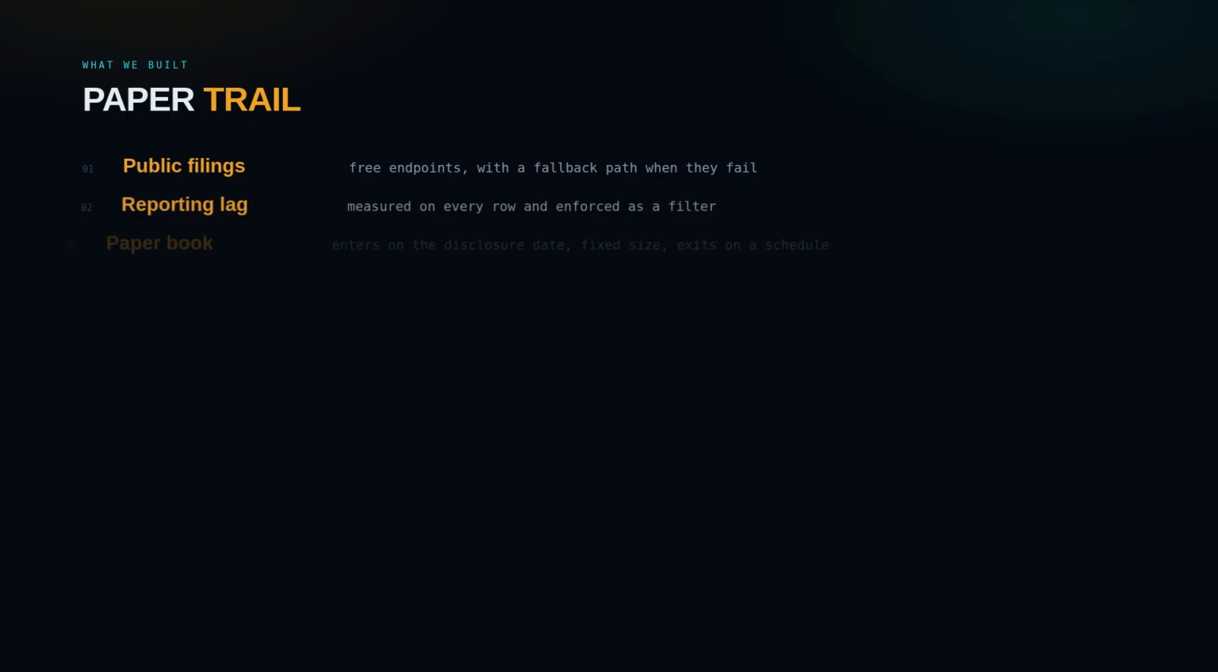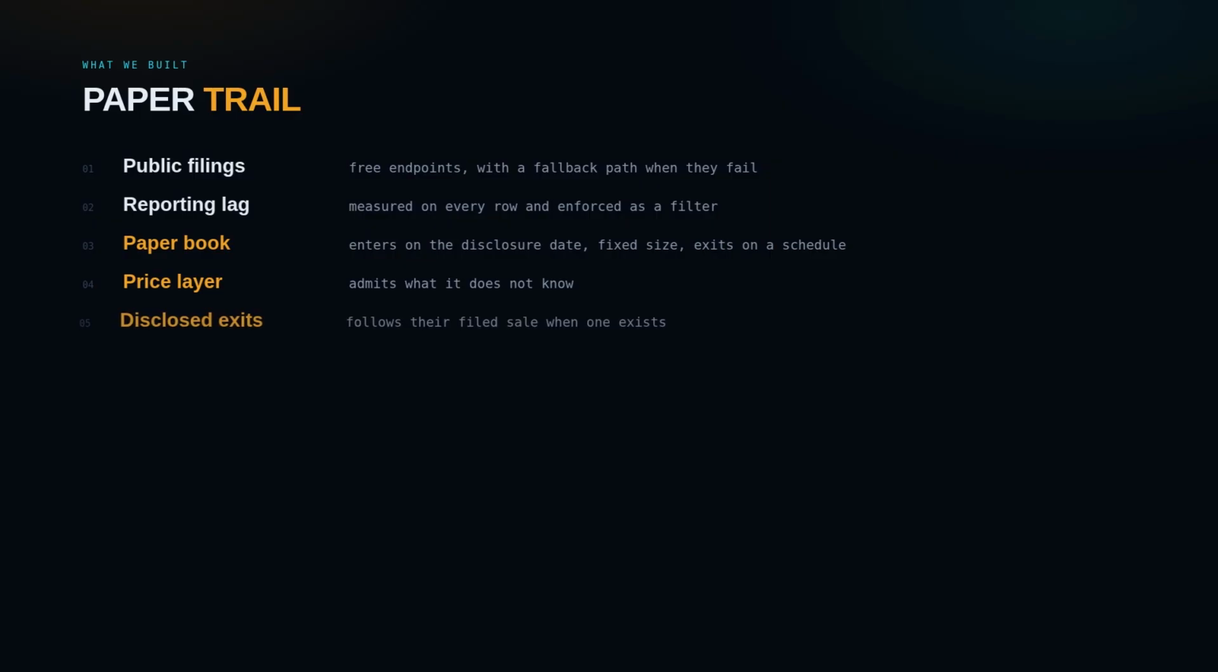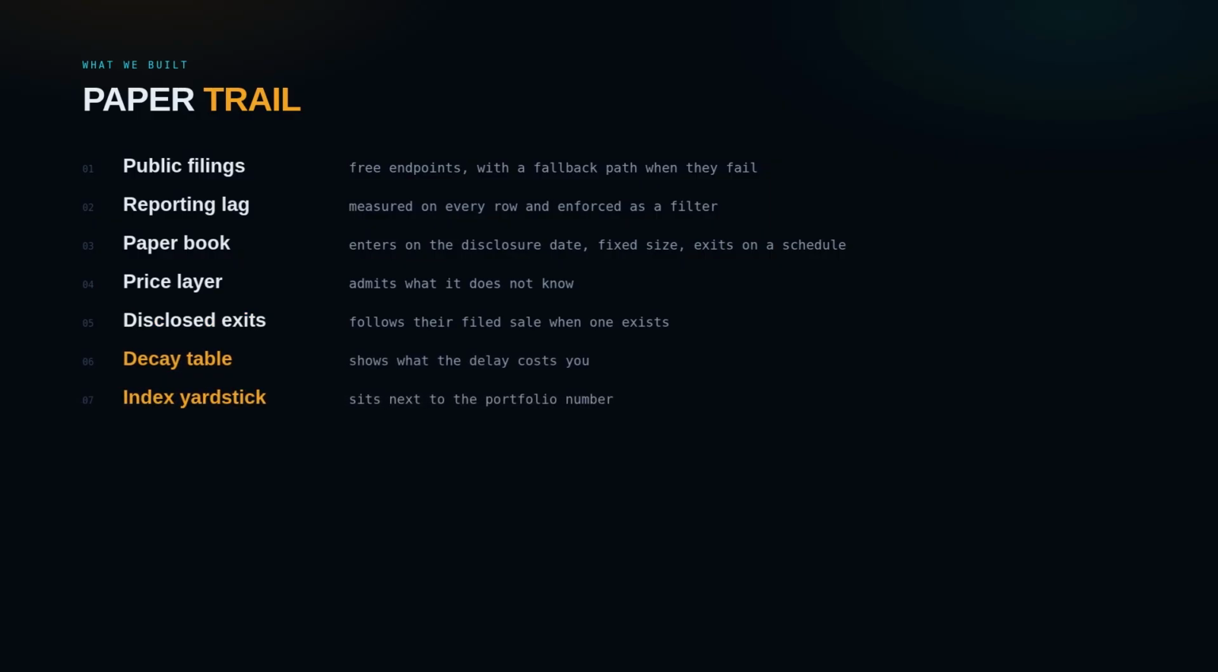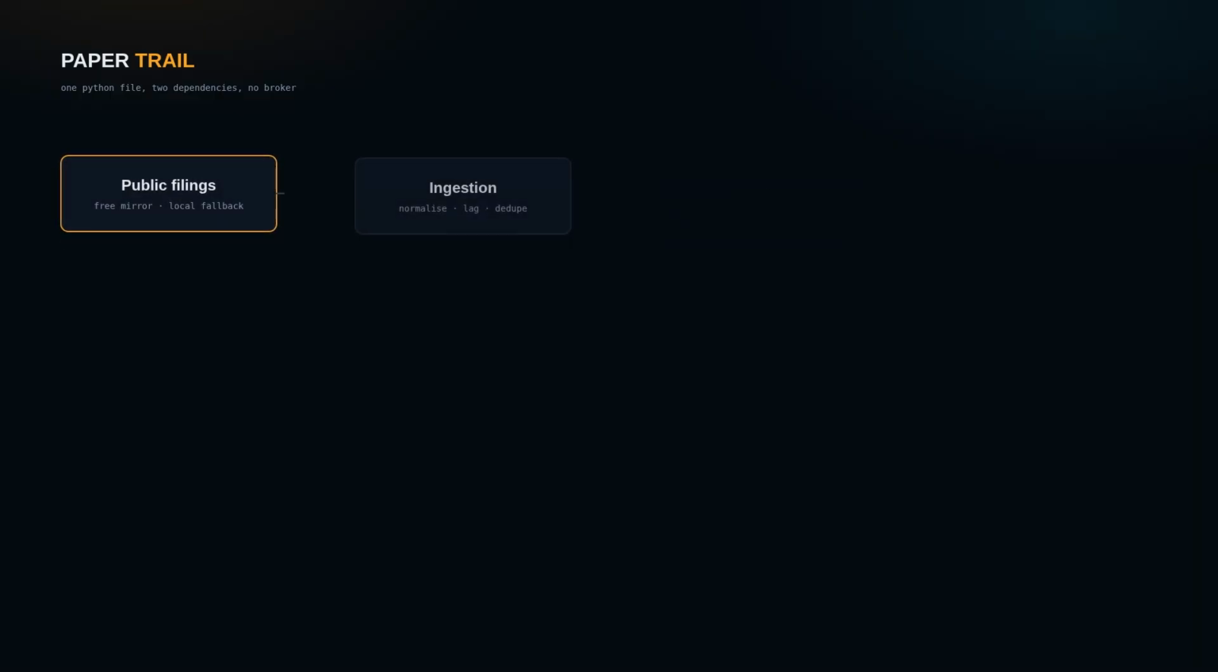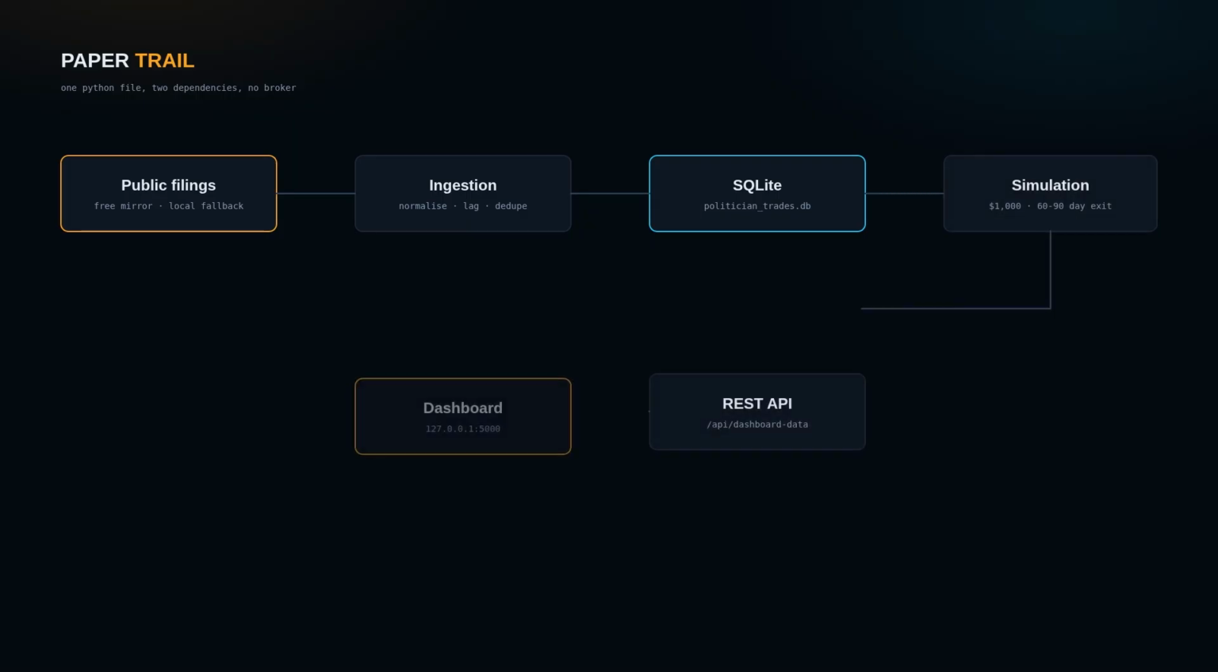So that is the build. Public filings ingested from free endpoints with a fallback path when they fail, a reporting lag measured on every row and enforced as a filter, a paper book that enters on the disclosure date at a fixed size and exits on a schedule, a price layer that admits what it does not know, exits that follow their disclosed sales when those exist, a decay table that shows what the delay costs you, and an index yardstick next to the portfolio number, and a local interface over the top of all of it in one file with two dependencies. The edge here is not a signal, it is structure and discipline, knowing exactly how a number was produced and being able to change the rule and watch what happens.